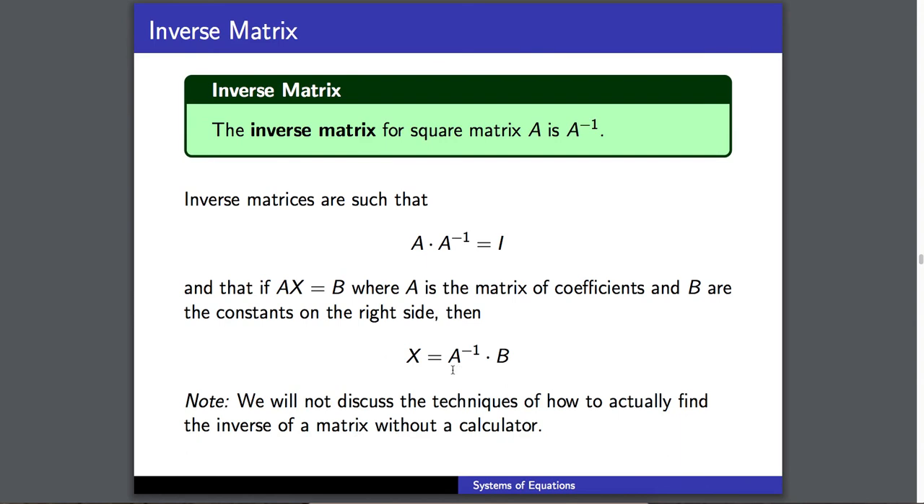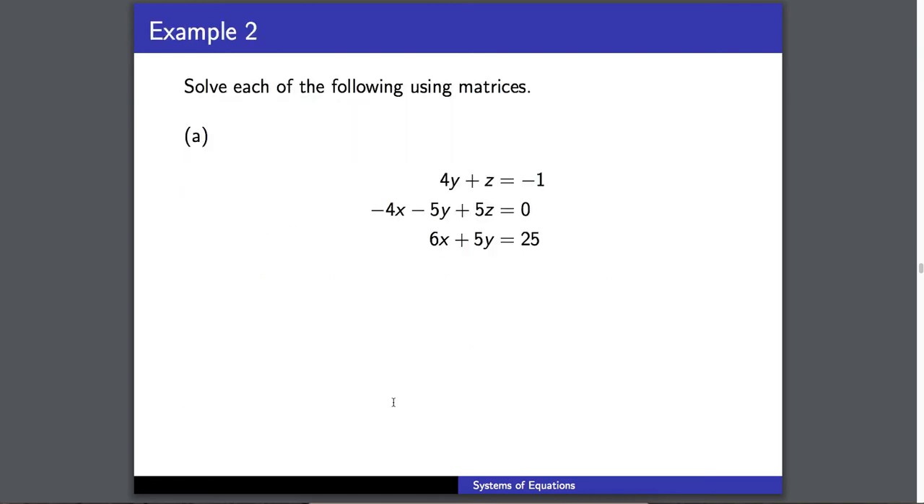We're not going to discuss in this video how to actually find the inverse of a matrix without using a calculator. Maybe in a future video, I'll go over the ins and outs of how to find the inverse without using a calculator. But in this video, we're not going to dive into that.